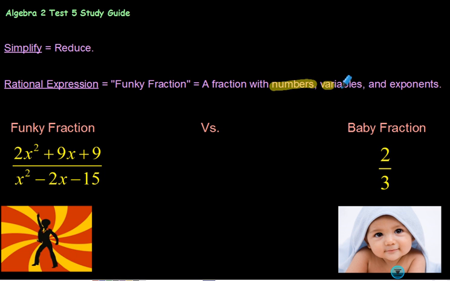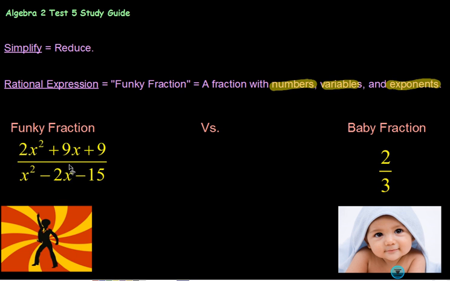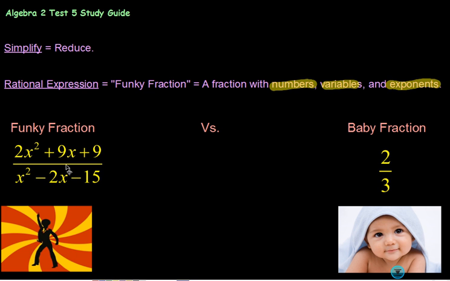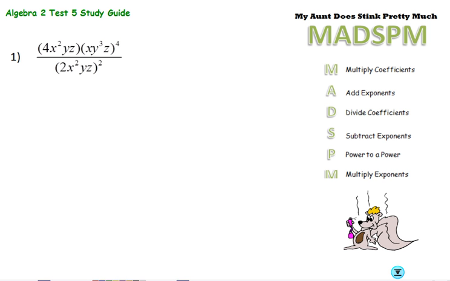Right, because we said numbers, variables, and exponents. So that's what makes the difference there, is they're both fractions. Both of these things are fractions here. It's just that one of them's got numbers and variables and exponents. And we're going to refer back to this because how you add, subtract, multiply, divide baby fractions is really the same way that you're going to add, subtract, multiply, and divide these funky fractions. So we'll keep referring back to this.